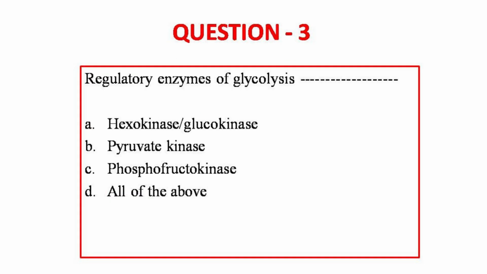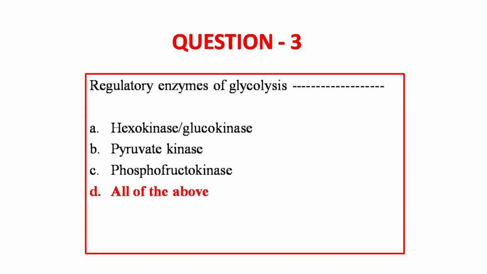So moving on to question number 3. Regulatory enzymes of glycolysis are, they've given 4 options: hexokinase or glucokinase, pyruvate kinase, phosphofructokinase and all of the above. So the regulatory enzymes are actually all of the above. The hexokinase, the pyruvate kinase, the phosphofructokinase all play a major role in glycolysis. And hexokinase is called glucokinase when it is in the liver. So that's the reason they've given another name too.